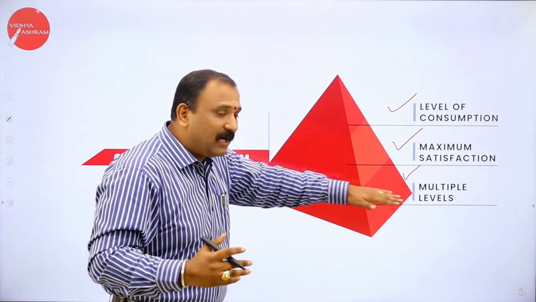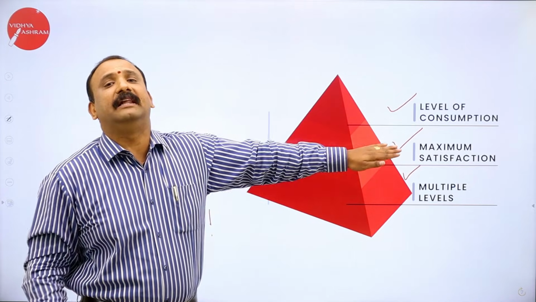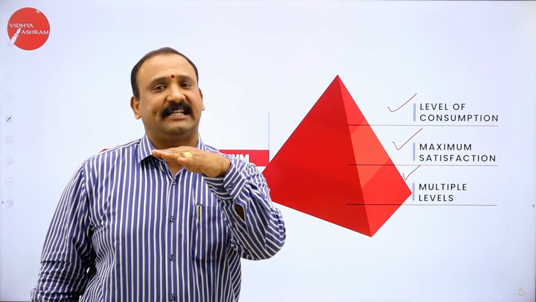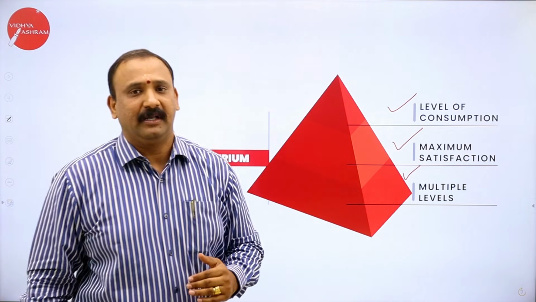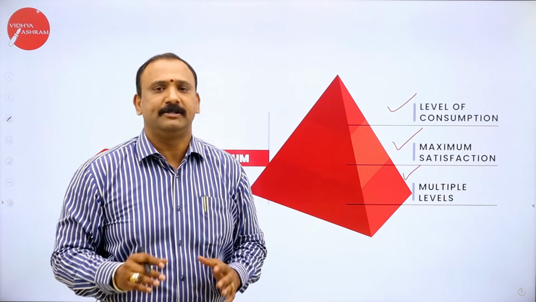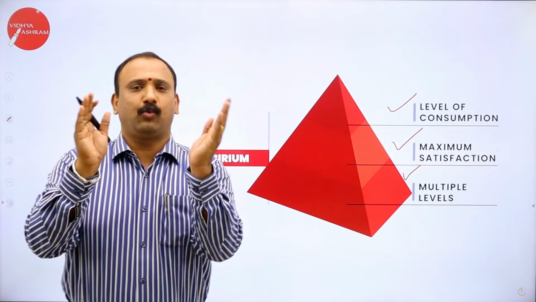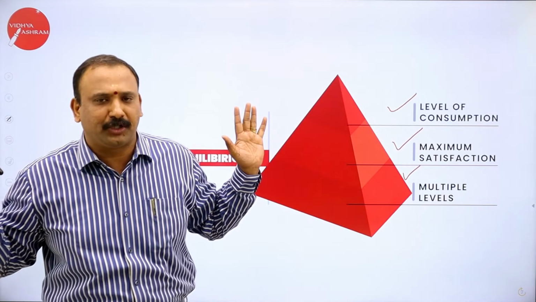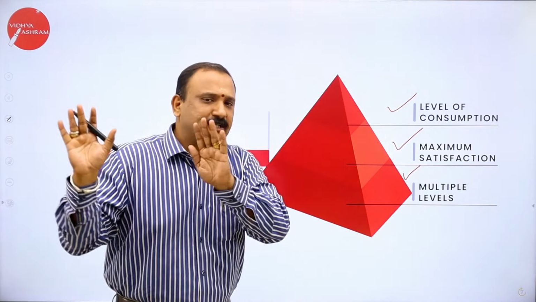Now, multiple levels. This is a multiple level story. Why? Because certain consumers can get that satisfaction at the initial level. I go to 1 or 2 shops, I'm happy. I was able to get what I want within my budget, so I'm satisfied. Let me not shop going forward. I'll just go back home.